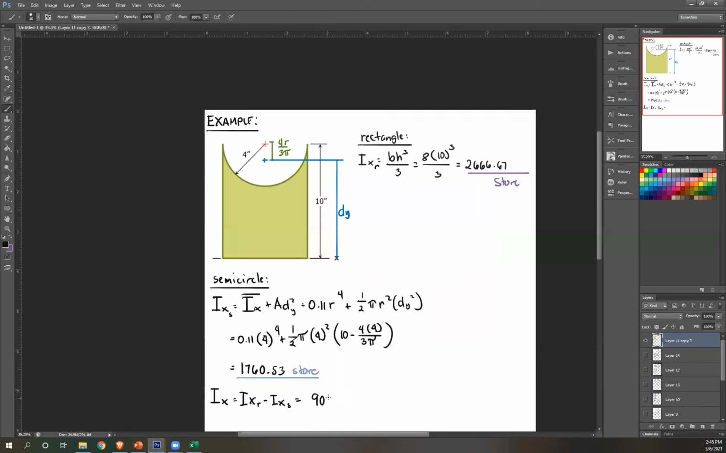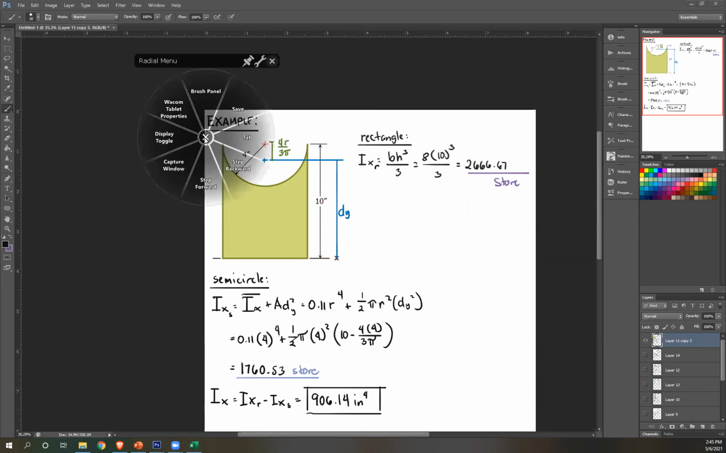Final answer is 906.14. Our unit is in inches, so inches raised to 4. That is our answer for number 4. Any questions for number 4? Please answer in the chat.